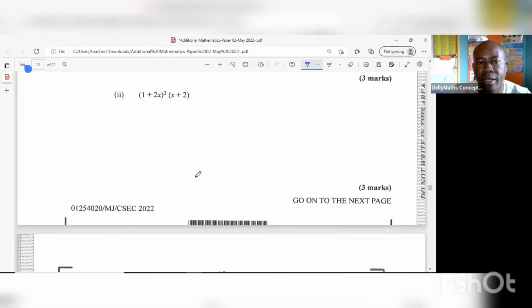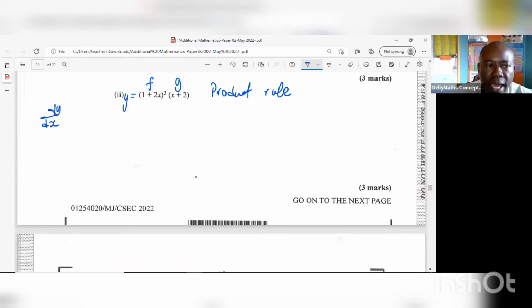Let's see what else we have. We have 1 plus 2x to the third, and then it's going to be multiplied by x plus 2. What we could do here is apply the product rule. We could treat this as f, and we treat this as g. So let us say y was equal to all of that. Then dy/dx is going to equal f with the differential of the g function plus the g function with the differential of the f.